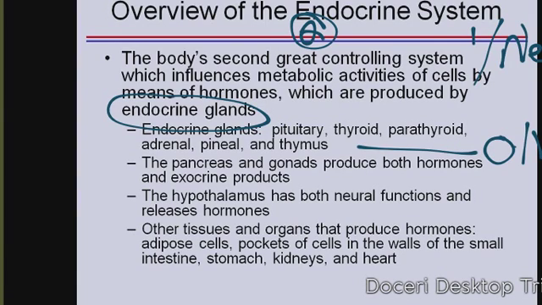The hypothalamus has both neural functions and releases hormones. And then there are other tissues and organs that produce hormones, including adipose cells, pockets of cells in the small intestine, believe it or not, your digestive tract, which makes it very important to keep a healthy gut. The stomach, the kidneys, and the heart also produce hormones. The adrenal glands, we're going to find, are actually located on the kidneys, but the kidneys also play a role in the endocrine system on top of that as well.